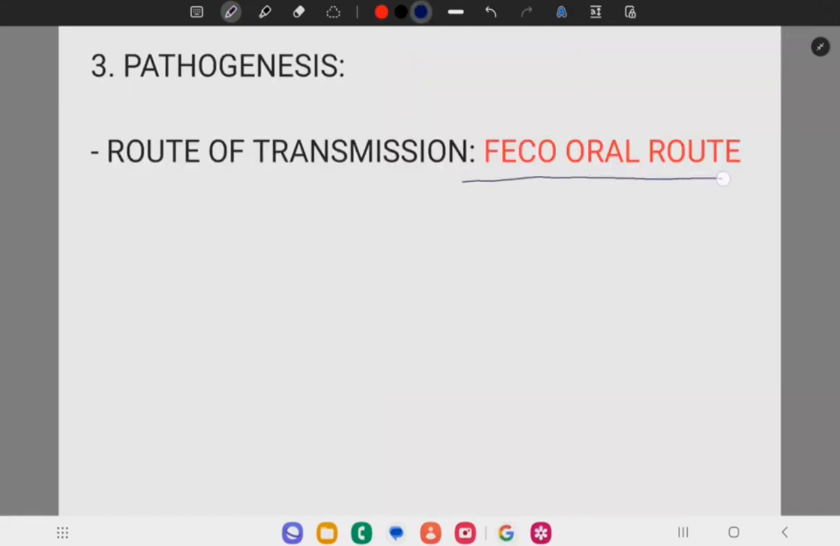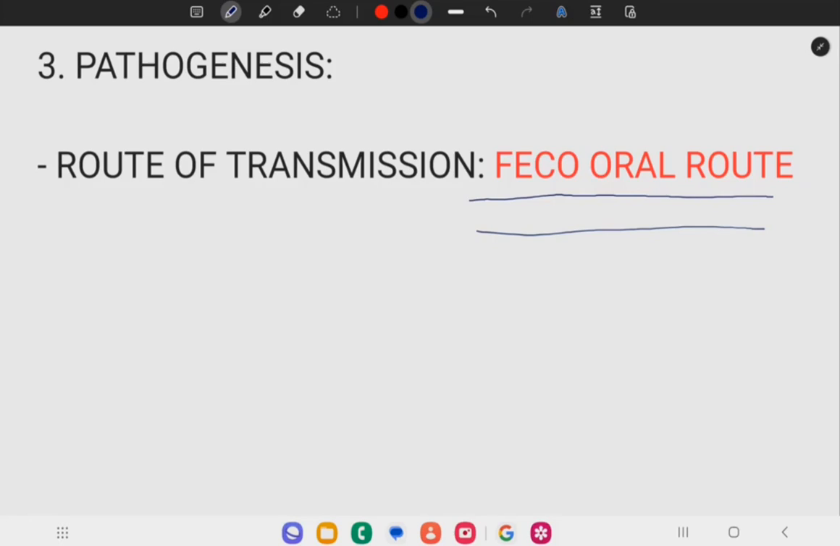Rotavirus enters the body through the feco-oral route. Feco-oral route means entry of pathogen into the body by ingestion of food and fluid that is contaminated with fecal matter of the infected person.